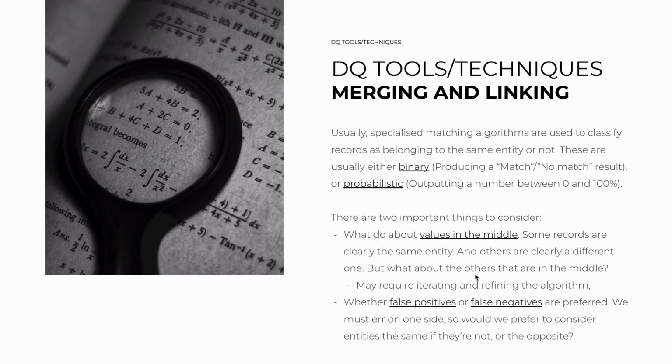A second topic is whether you would prefer false positives or false negatives. The key here is that they always occur. You always have to err on one side. So either you're too conservative or you're too free in your matching. So the question here is, if it comes down to it, would you rather have entities that are considered the same if they're not the same, or would you rather have entities which are the same but are not considered the same? This depends on the context and the criticality of the data.